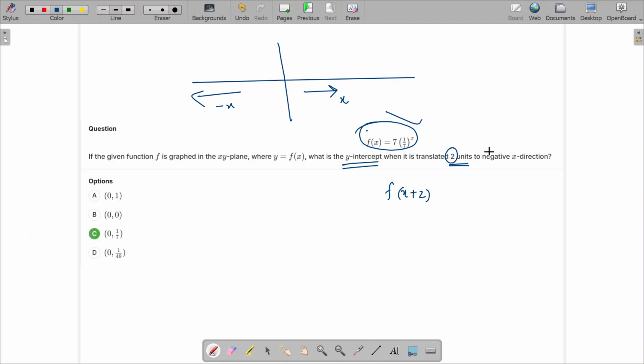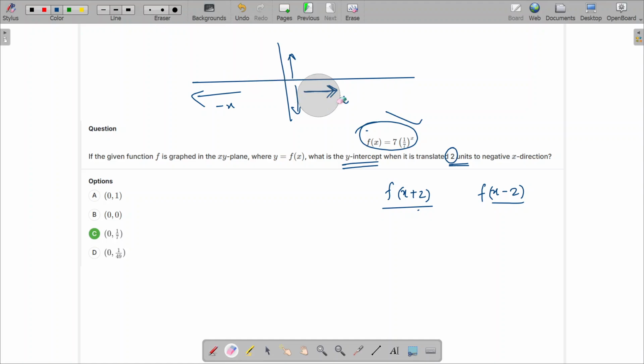Suppose I had given this question like, you have to translate the given function 2 units to the right. Then in that case you would have been finding x minus 2. I hope it makes sense. For up and down, it's very clear. For up, it's positive, and for down it's negative. So for that, it's okay. But you have to be very careful when you're doing translation along the x-axis.